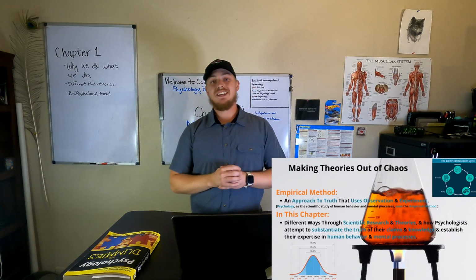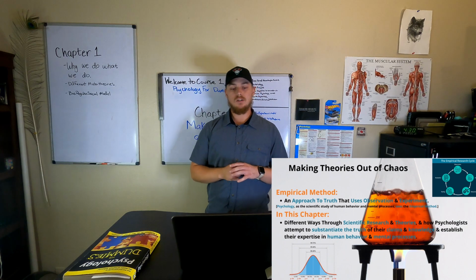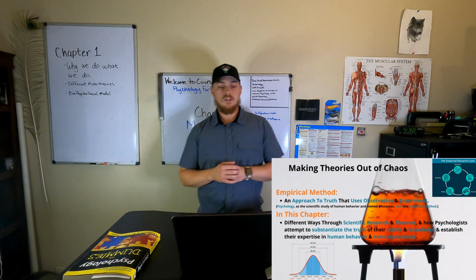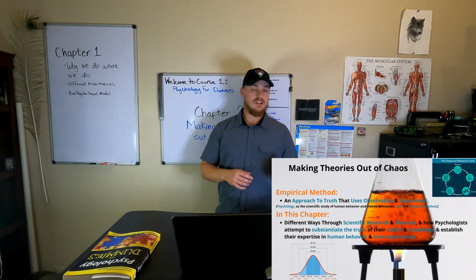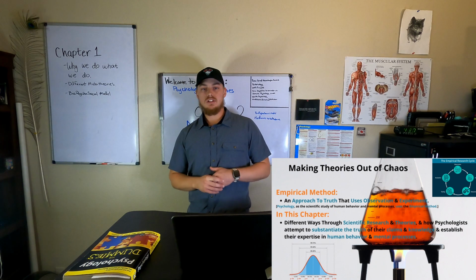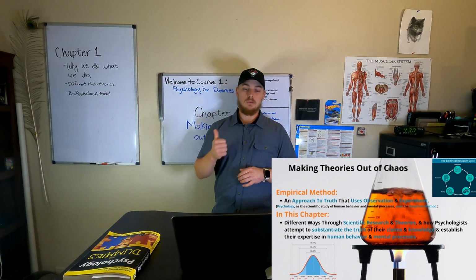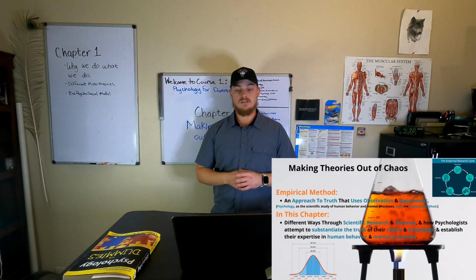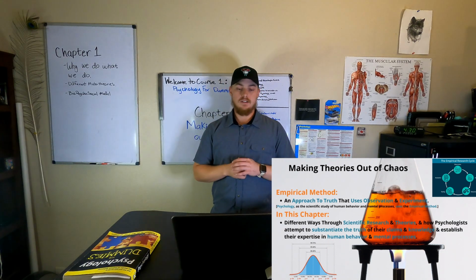So chapter 2 is Making Theories Out of Chaos, and we see that it speaks about empirical method, which is an approach to truth that uses observation as well as experimentation. And we see that psychology as a whole is the scientific study of human behavior as well as mental processes. And it uses this idea of empirical method.